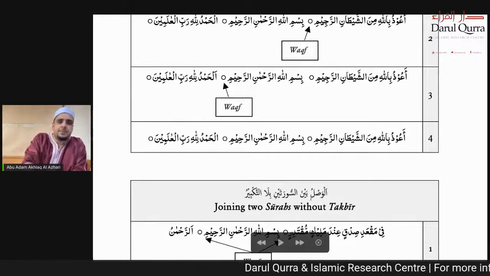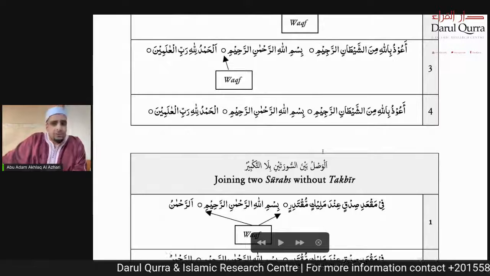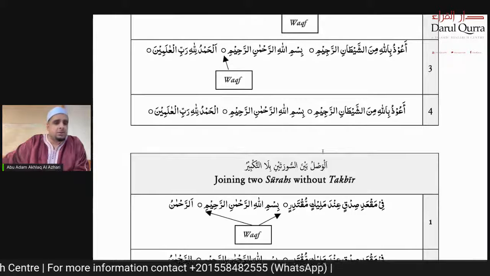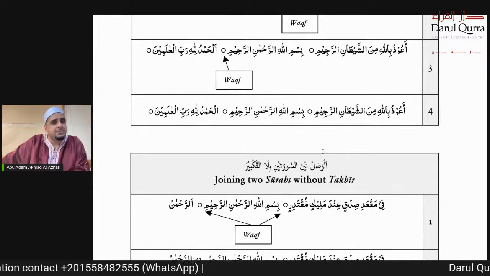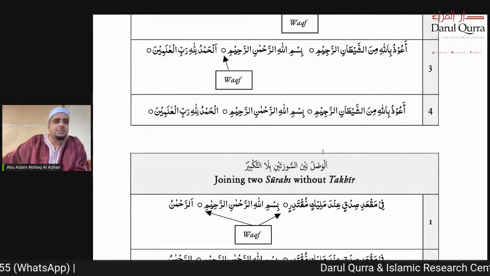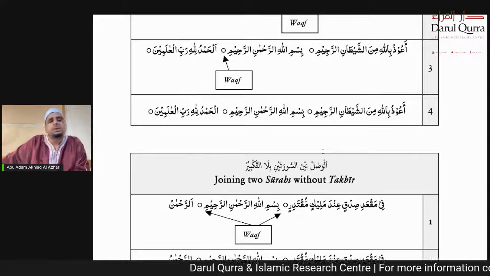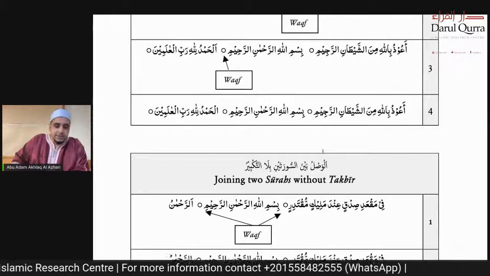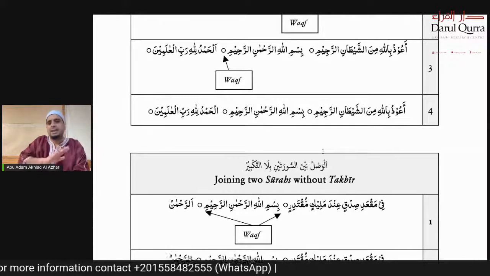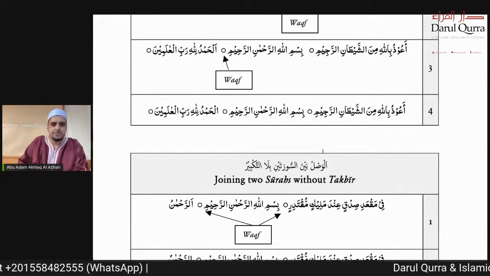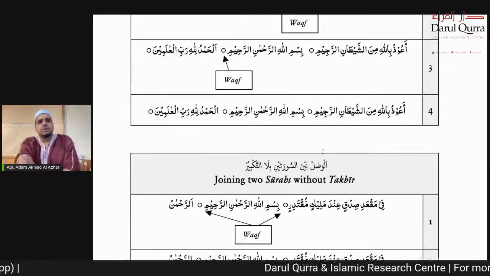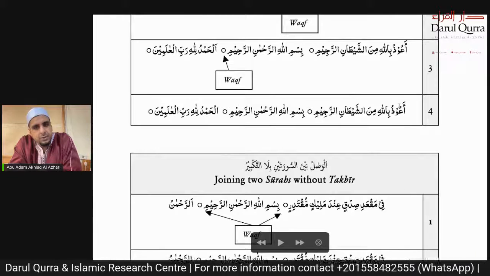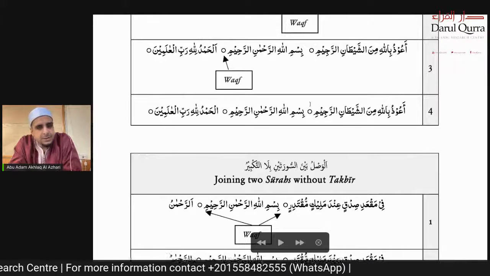The last scenario is where you do no waqf. A'udhu billahi minash shaytanir rajim bismillahir rahmanir rahim alhamdulillahi rabbil alamin. So you're reading all three together without any stop. Tamam? So this is the first one, starting the recitation without any takbir. With no takbir at all. Tamam? Okay. Now this was joining isti'adha or ta'awudh, A'udhu billahi minash shaytanir rajim, with basmala.